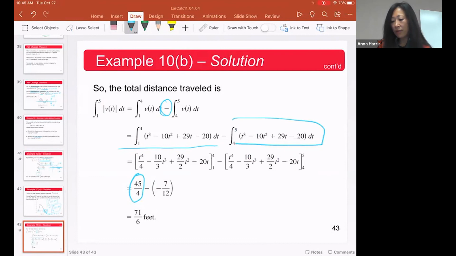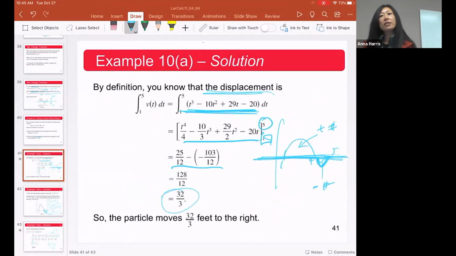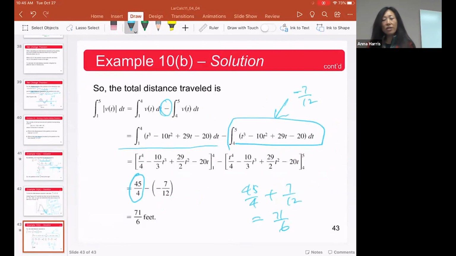Okay, when you do this number over here, you get negative 7 over 12. But remember, distance is always positive. So you're going to make negative 7 over 12 as 45 over 4 plus 7 over 12, and that gives you 71 over 6 feet. So this particle moved 71 over 6 feet, which is a lot more than the displacement. Displacement means it cancels out. The part that you cancel out, I don't care because I want to see a net change. But the total distance means I care about every part, whether you move to the left or down or up. I care about every bit of it.